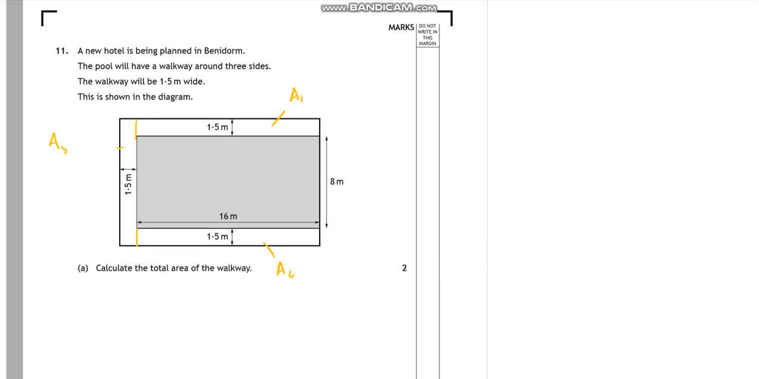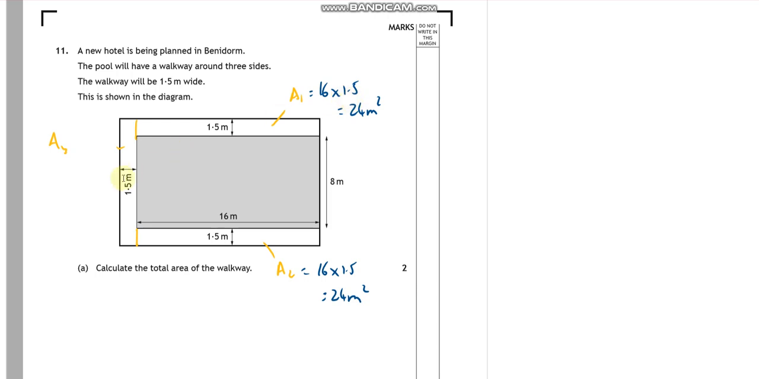Well, that's quite nice, isn't it? We've got 16 times 1.5. Same with that one. So get on your calculator, half of 16 will be 8, so that'll be 24 meters squared. In my head there, I just said 16 times 1 is 16, and 16 times 0.5 is the same as half of 16, which will be 8, and then add them together.